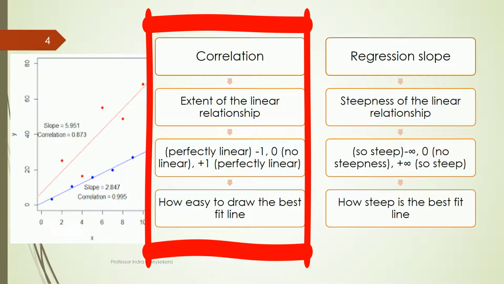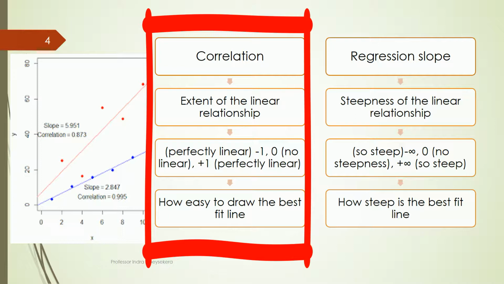So these values can vary from -1 to 0, which is no relationship, to +1. The -1 and +1, the two extremes, are perfectly linear relationships, and as you come to the middle, 0 shows that the linearity decreases, and 0 means there's no linearity in the relationship. It's about how easy it is to draw the best fit line between the variation of the predictor in relation to the outcome.